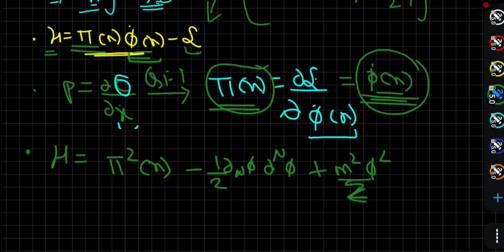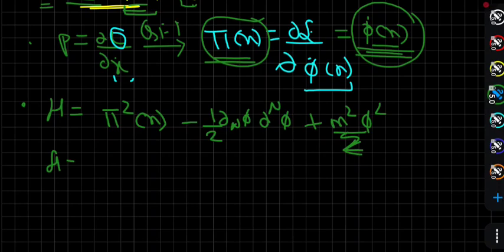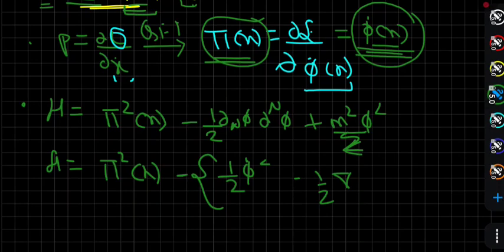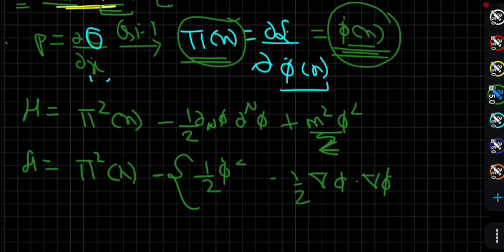Now I will try to expand the Hamiltonian, that is pi square x. If I expand this Hamiltonian, let me take a common minus, and if I expand this Lagrangian density, I will get one half phi dot square, and here I will get minus one half nabla phi into nabla phi, and again this same term, minus m square phi square divided by 2.